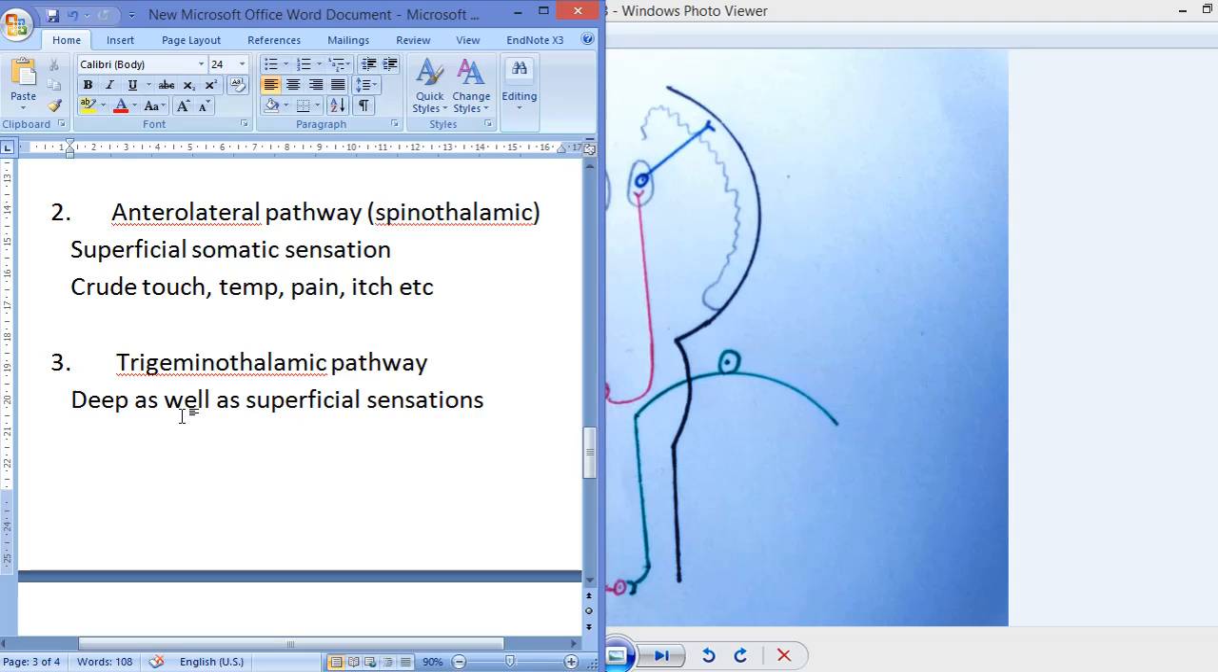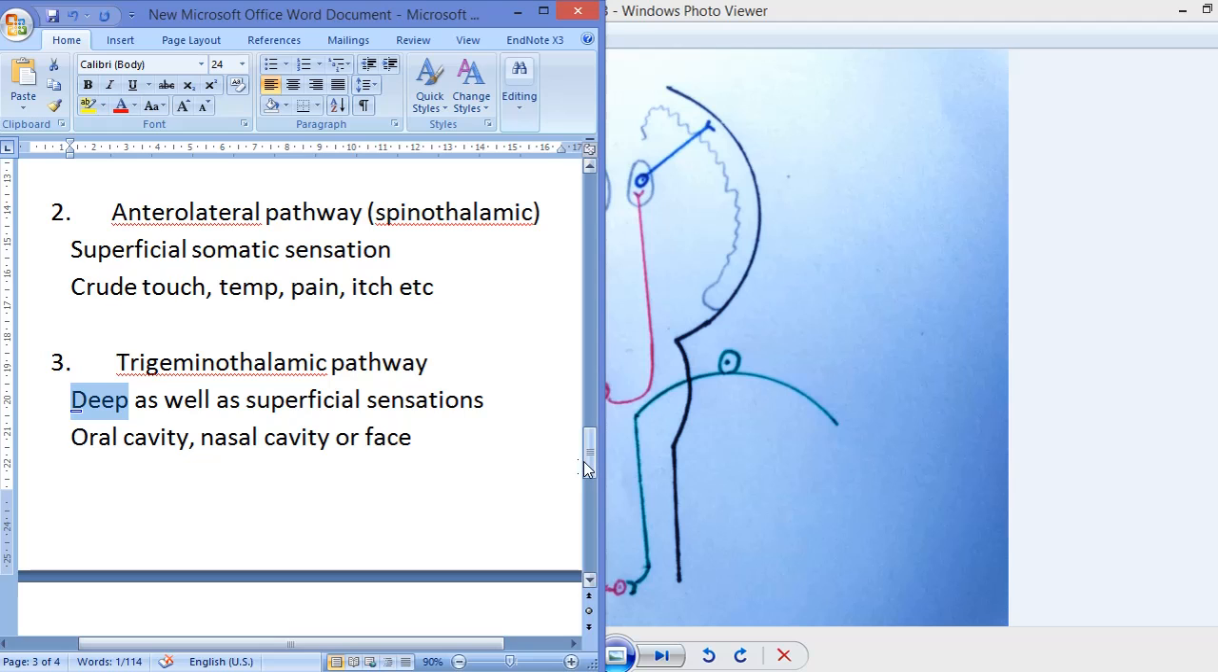The impulses which I have described before, the superficial somatic sensations and the deep sensations, are carried from the oral cavity, from the nasal cavity, or from the face. So the trigeminothalamic pathway is for carrying the impulses from the face, from the nasal cavity, from the oral cavity, or from the teeth also. And these sensations may be superficial, or they may be deep sensation.